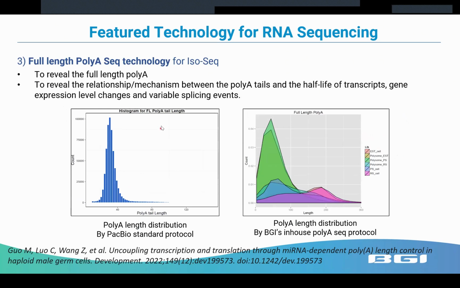And the third technology is poly-A sequencing. BGI developed the technology to reveal the full-length poly-A tails of the transcripts. Here we can see from the right picture that the poly-A length varies from 1 to 300 nucleotides. But with PacBio's standard protocol, the poly-A length is shorter; our BGI's protocol is much longer than the standard protocol from PacBio. With this technology, it can reveal the mechanism between the poly-A tails and the half-life of transcripts, gene expression level changes, and variable splicing events. Also, the method of the poly-A sequencing has been published in articles.